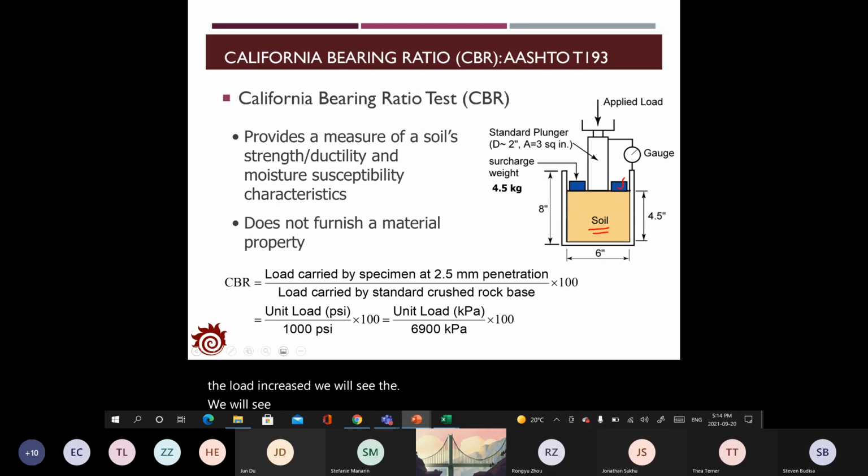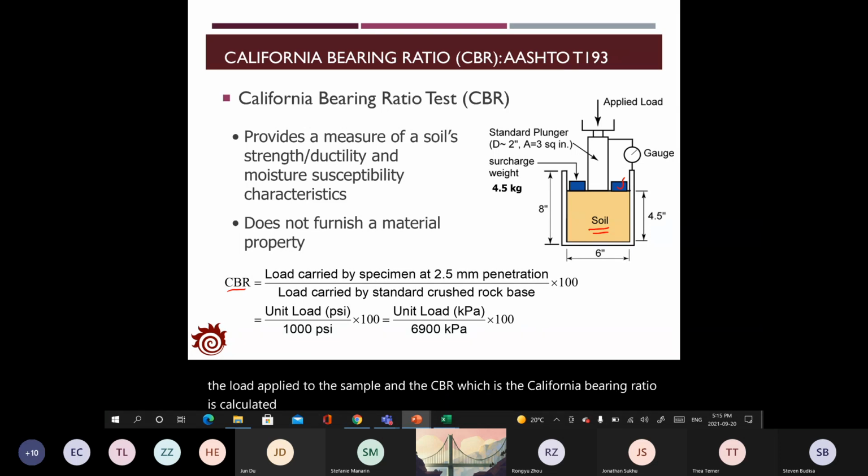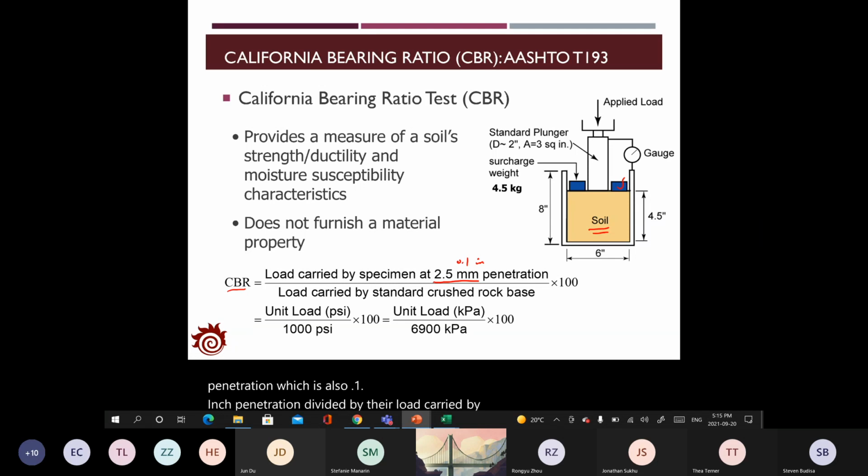there's certain penetration of the soil sample, and we're going to measure the penetration with respect to the load applied to the sample. And the CBR, which is the California bearing ratio, is calculated as the load carried by the specimen at 2.5 millimeter penetration, which is also 0.1 inch penetration, divided by the load carried by the standard crushed rock base.